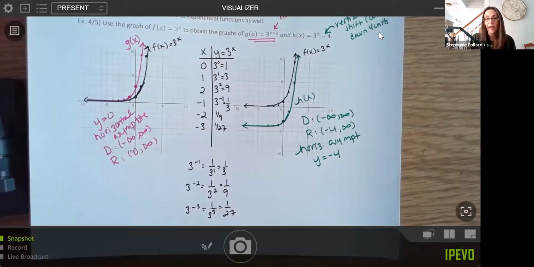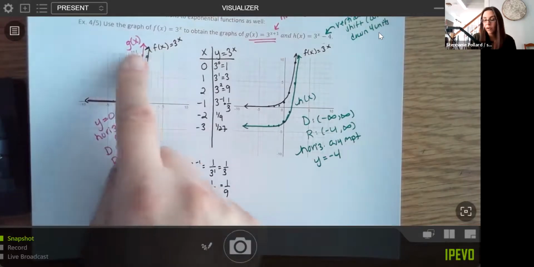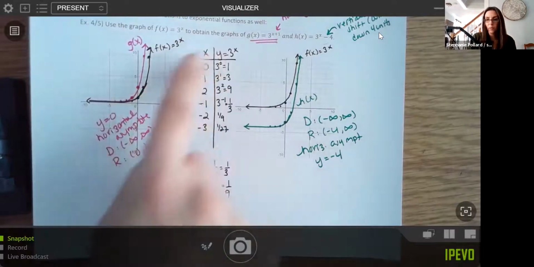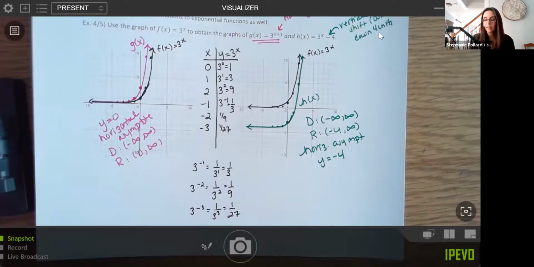I will note that you do not have a vertical asymptote here. So this graph does keep increasing, but it keeps moving right as well. So there's no stop there on the x-axis. So you only have a horizontal asymptote in these cases.